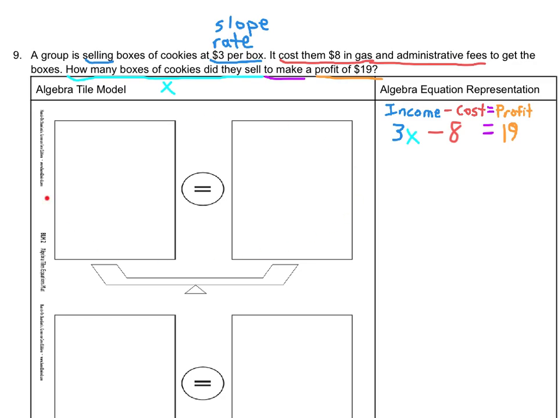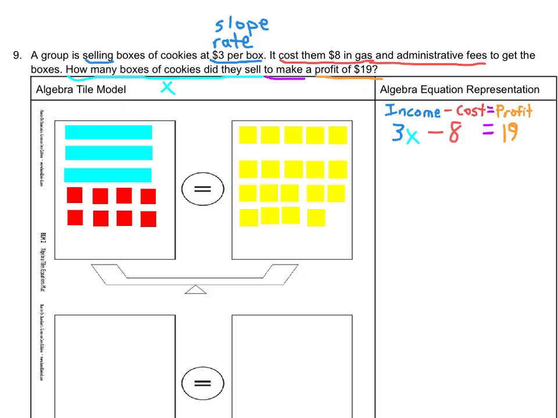Take a moment and set up that algebra tile model. What would that look like on the left? Why does that look like this? So on the left we have 3 x's and negative 8 of the ones. On the right we have 19 positive ones.